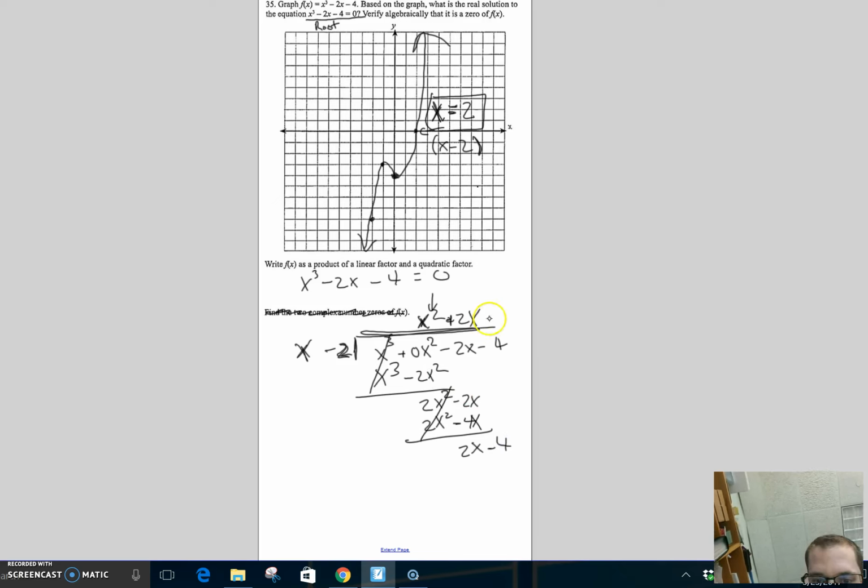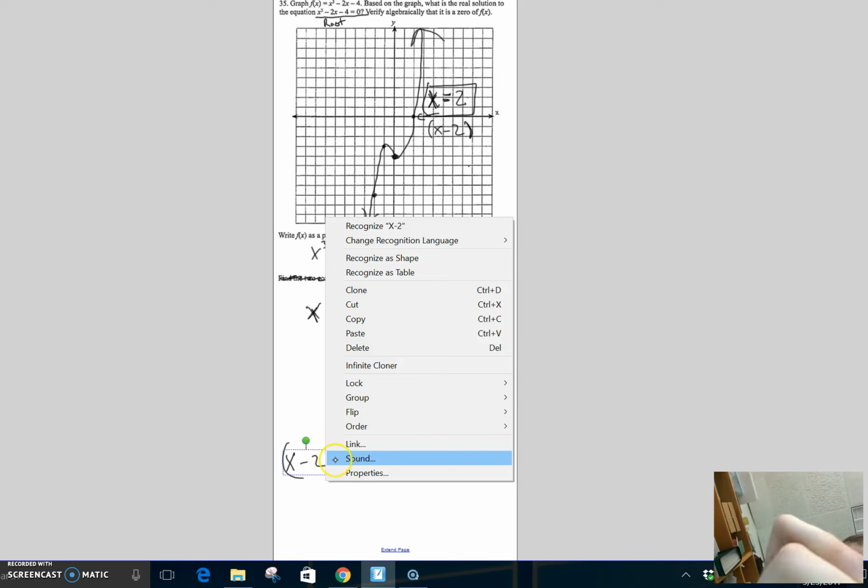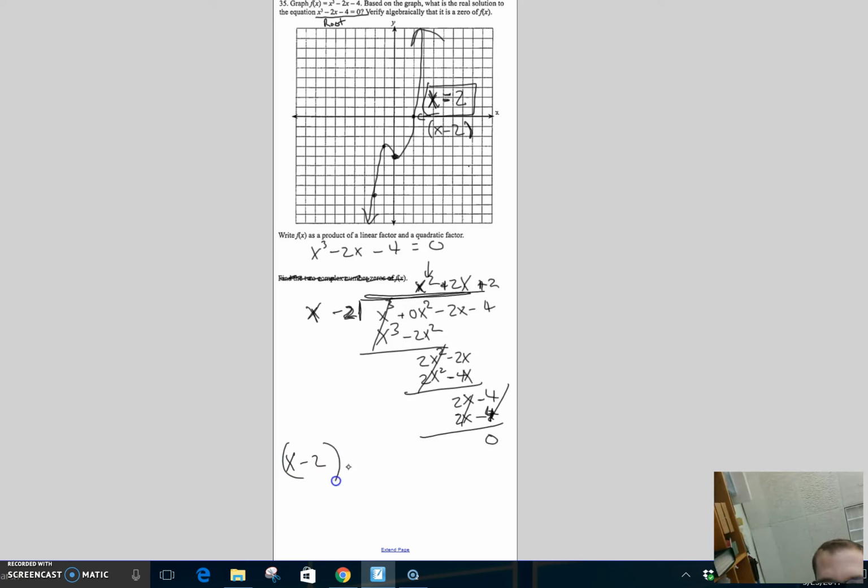Okay, x goes into 2x 2 times. So 2 times x is 2x. 2 times -2 is -4. And hey, those both cancel, so there's no remainder, which means that I can write this as x minus 2 times x squared plus 2x plus 2. Pretty cool. And so now I need to find the complex solutions.